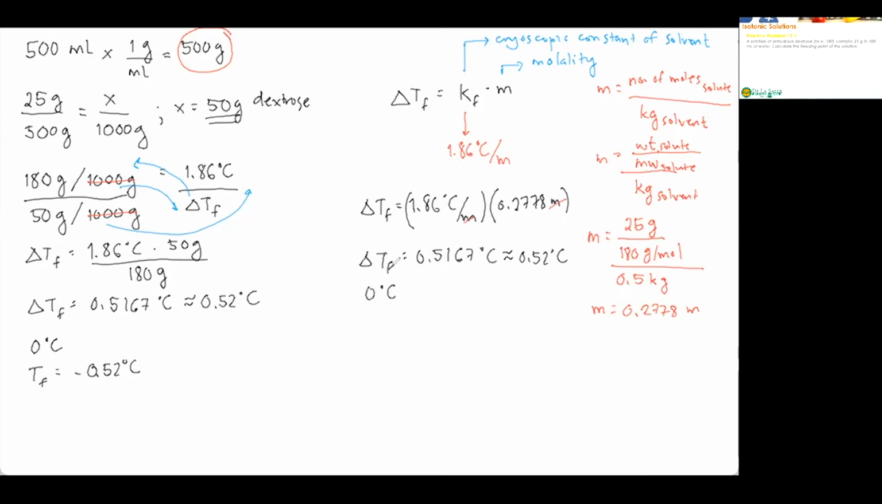Again, considering that the freezing point of water is 0 degrees Celsius, the freezing point of 0.2778 molal solution of dextrose is equal to negative 0.52 degrees Celsius. Now let's talk about what other information you can derive from this particular problem. You can see that approximately 5% of dextrose in water would have a freezing point depression of 0.52 degrees Celsius, or a freezing point of negative 0.52 degrees Celsius.